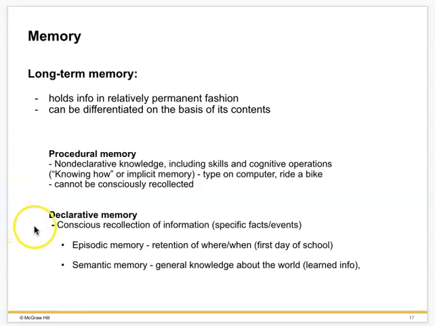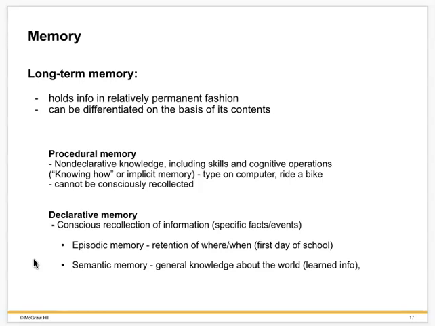Declarative memory is conscious recollection of information. So you're intentionally remembering, drawing it out of storage. There are specific facts or events. So episodic memory is retention of where and when. So the first day of school, the first time I tried to learn to snowboard, high school graduation, whatever that might be. That's episodic memory. I remember that because it's like different episodes in my life. So, specific retention of where and when.